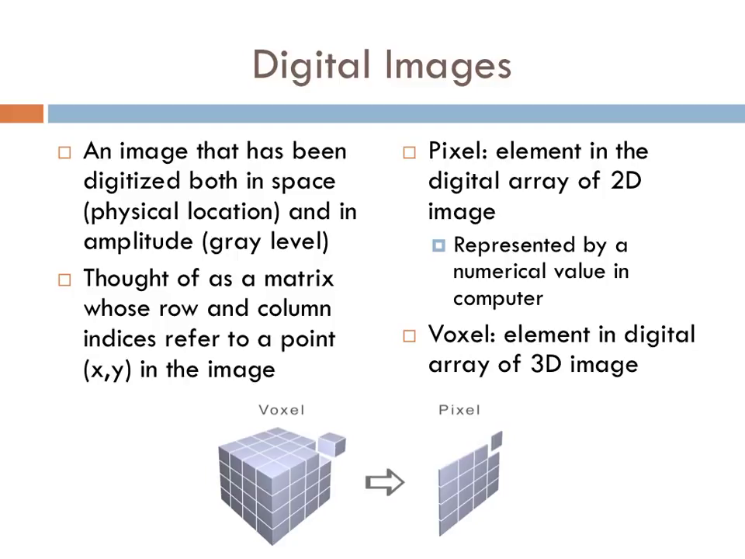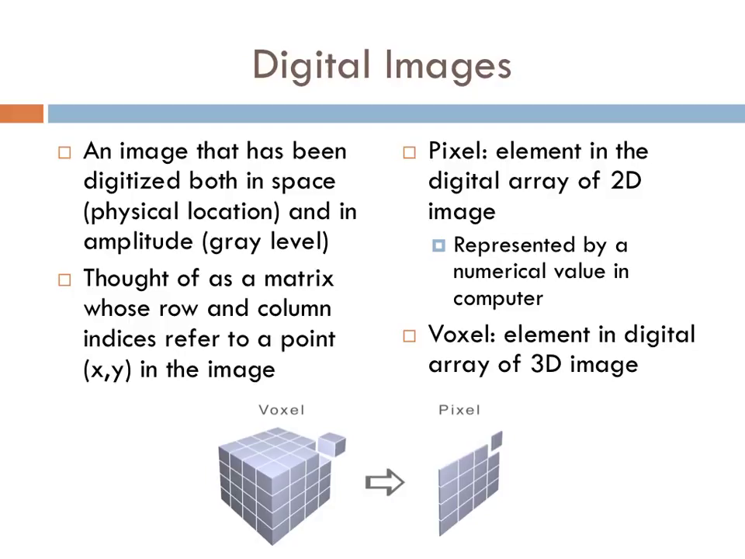So a digital image is simply an image that can be digitized, both in space and in amplitude. So it can be considered as a matrix, where the rows and columns are identifying a point in the image. Elements in the digital array of a 2D image are called pixels. So this is an example of a pixel, just this one little square right here. And each of the pixels are represented by a number in the computer. They are also called picture elements.